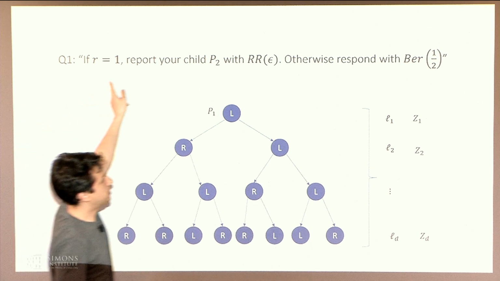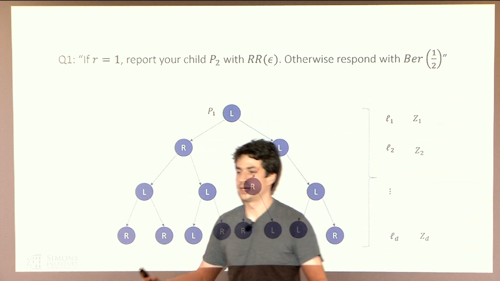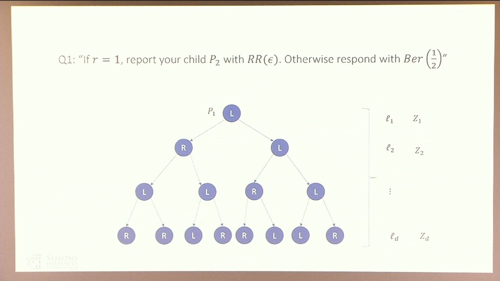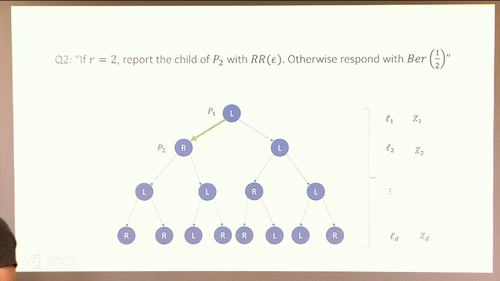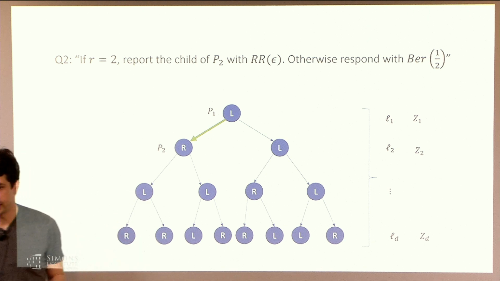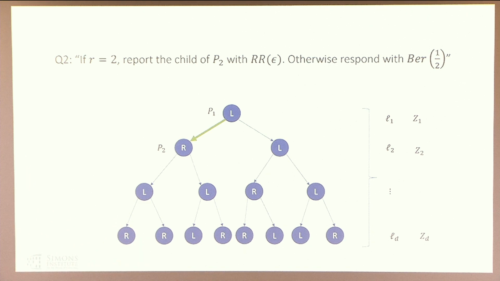So this is the description of a complete local randomizer. If you're at level 1, you run randomized response. If you're not at level 1, you just flip a coin. We try to identify from that, and we're going to rig things up so that we can, with high probability, identify what is the correct child. Then I'm going to call the child P2.